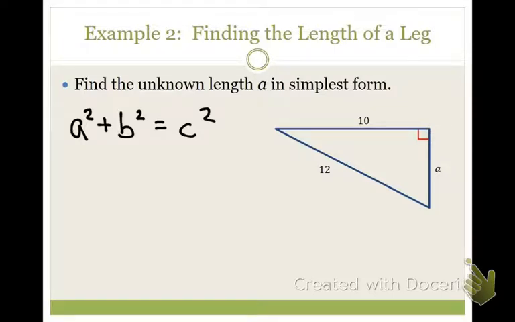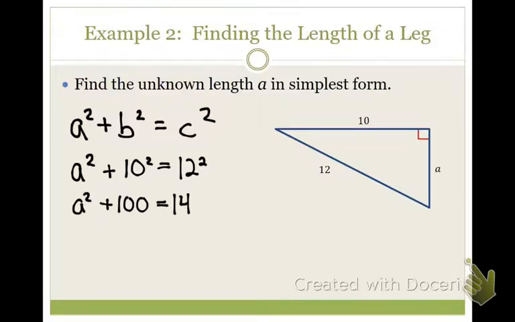So let's pause again. So we make our substitutions. We're solving for A. Which value is B? Is it 10 or 12? It's 10. It forms the right angle. 12 is the hypotenuse because it's opposite the right angle. So A squared plus 10 squared equals 12 squared. Now, do I need my calculator for these? No, I can do 10 squared and 12 squared. All right, mental math. So A squared plus 100 equals 144.